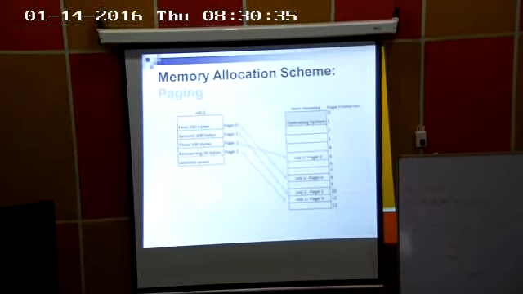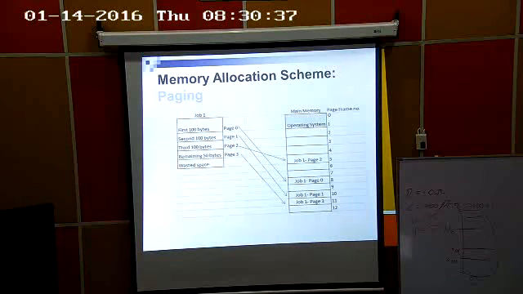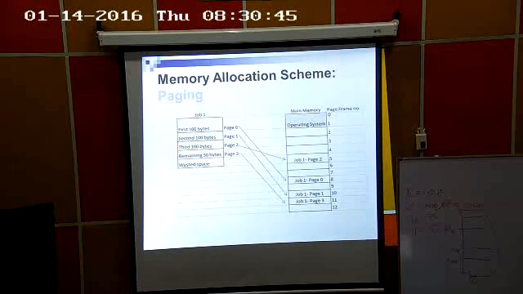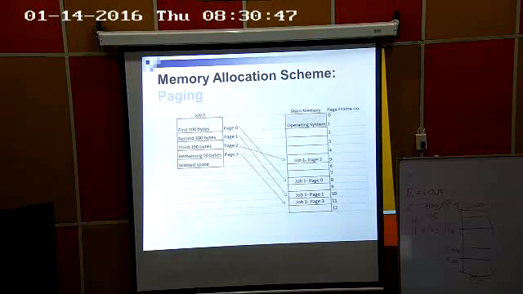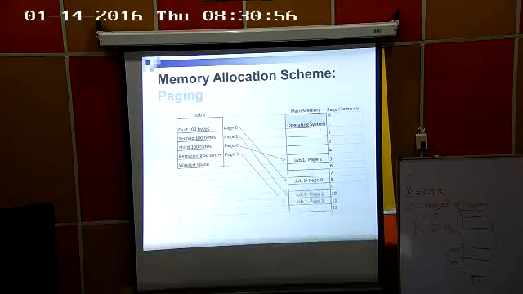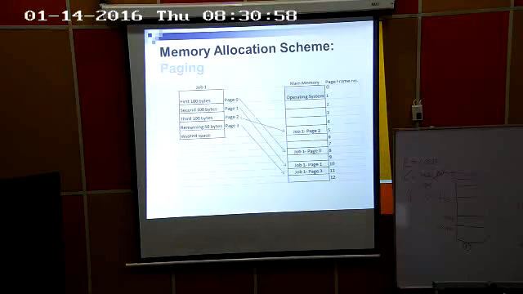Alright, for example this one, a memory, page 0. For page 0, the displacement is the first 100 bytes. This is the page number, this is the displacement. The complete address consists of page number and displacement.